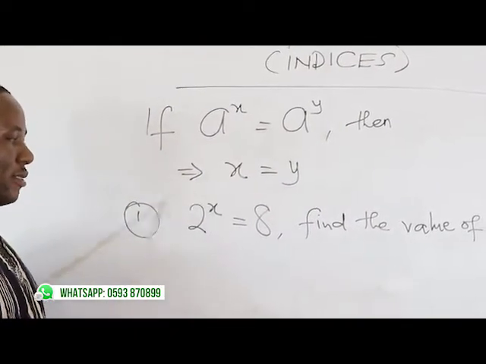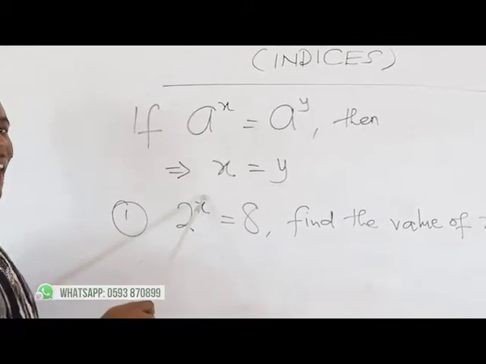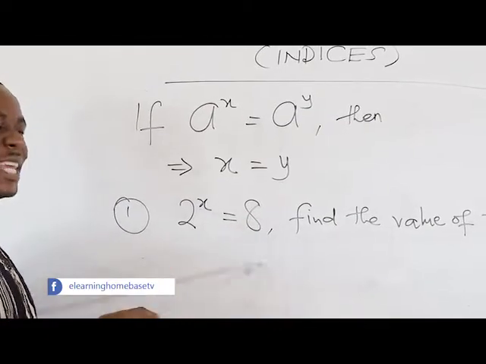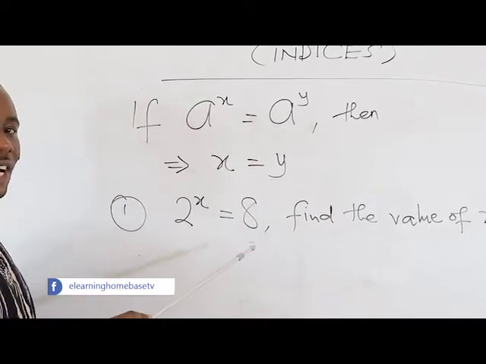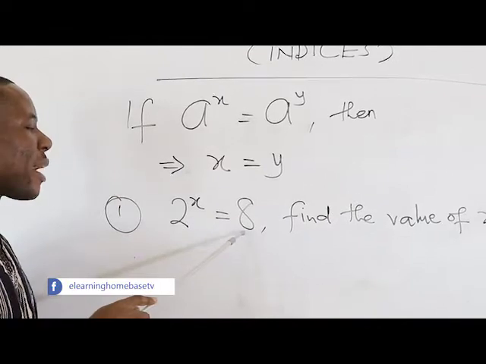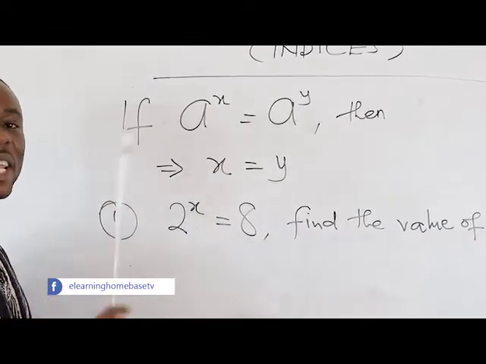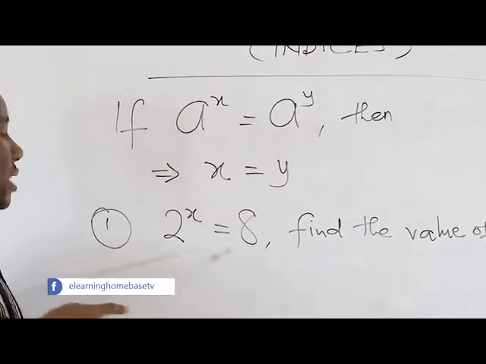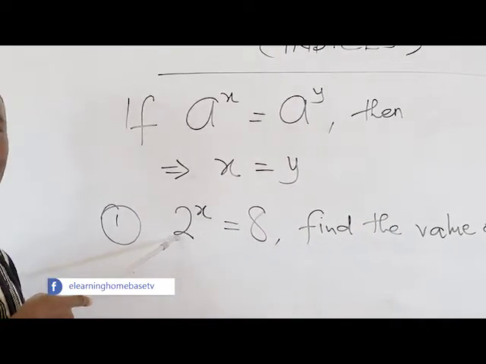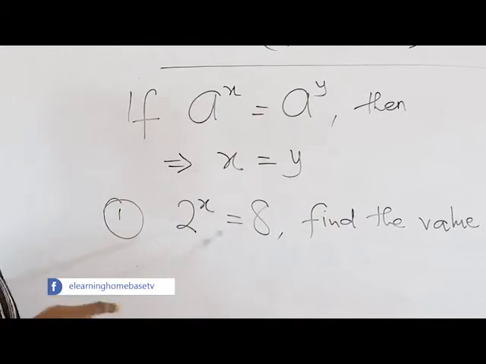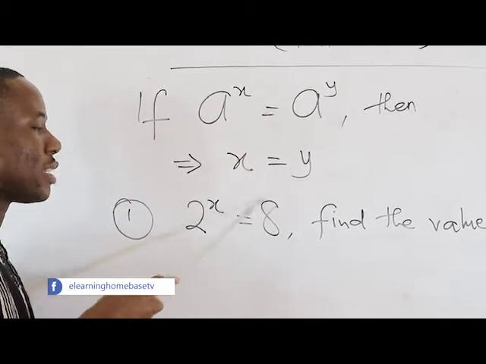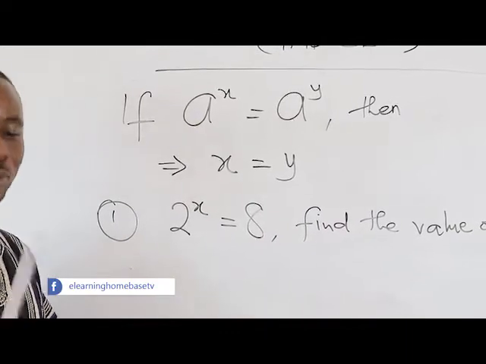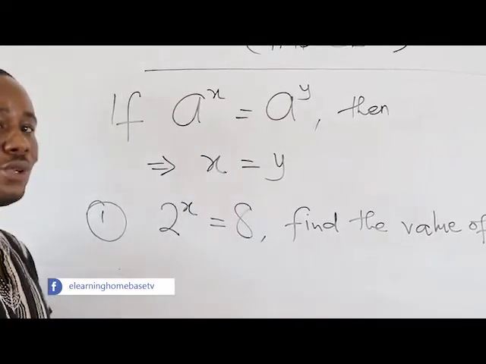On my left of the equal sign, I have 2 exponent x. It's expressed in exponential form. But on my right is the value 8. What it means is that I must express the value 8 in exponential form such that the base will be the same as the base here, which is 2. So since this one has 2 as the base, how do I express 8 to have the same base of 2? Now, it is simple. Look at how you do it.